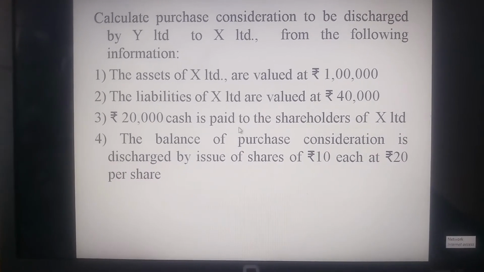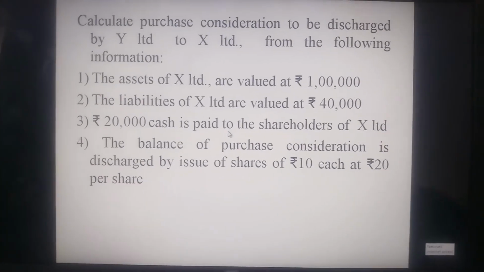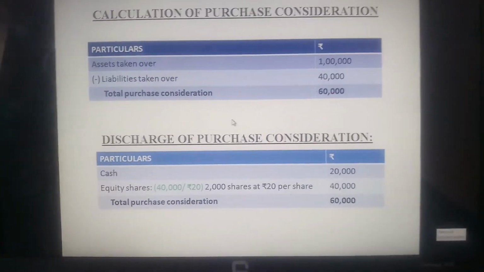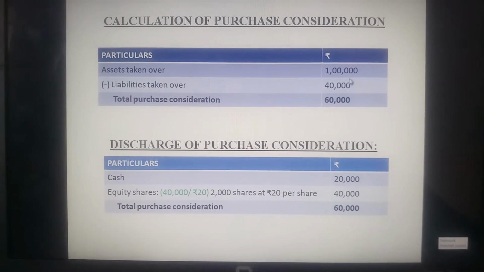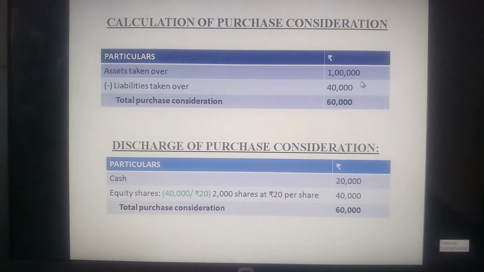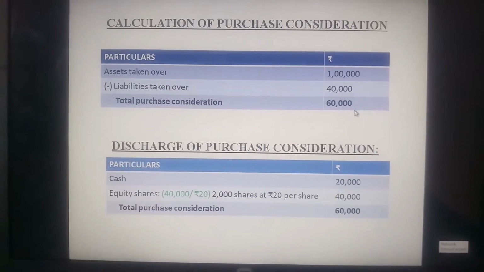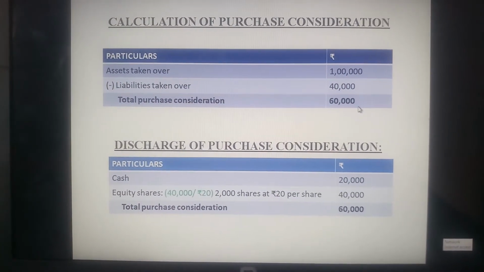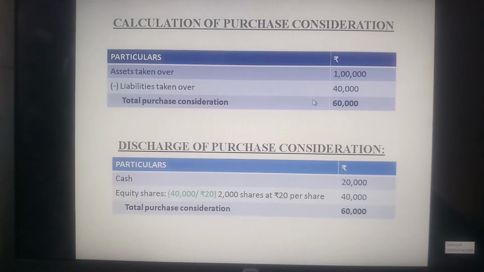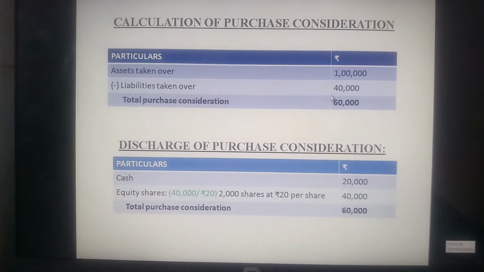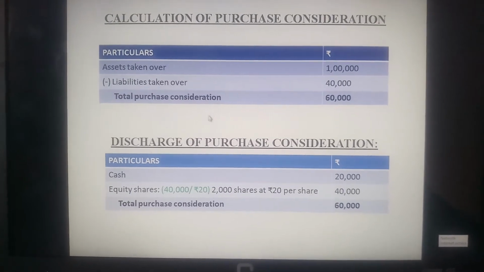The last two transactions regard the payment of purchase consideration. So asset value of X Limited is 1 lakh, liability value is 40,000. So we have to deduct the liability value from the asset value. 1 lakh minus 40,000, we get 60,000. So this 60,000 we treat as the purchase consideration.